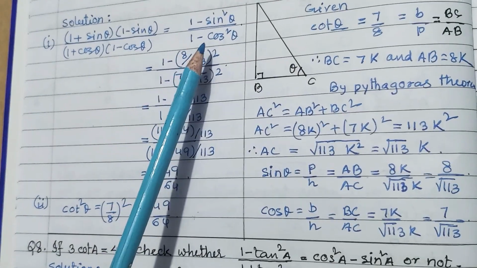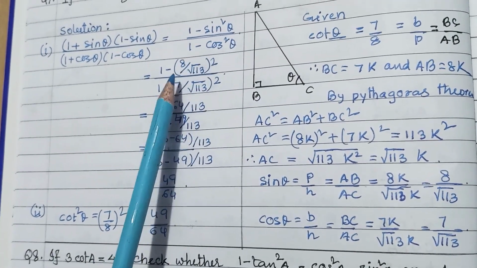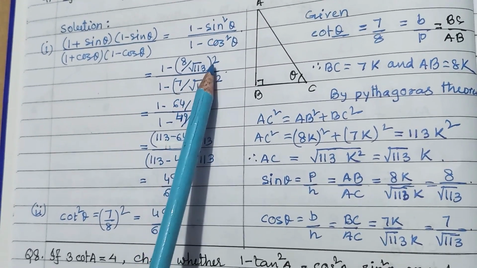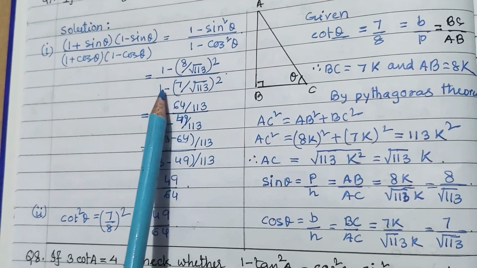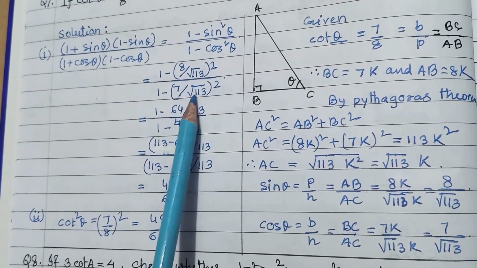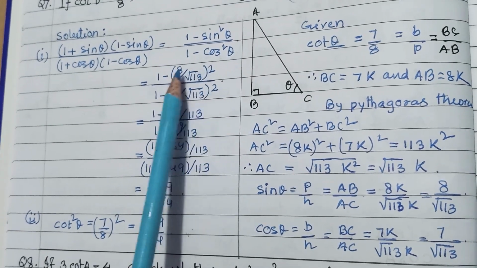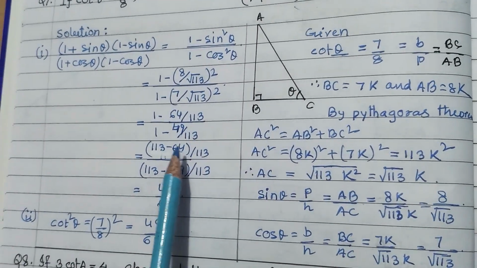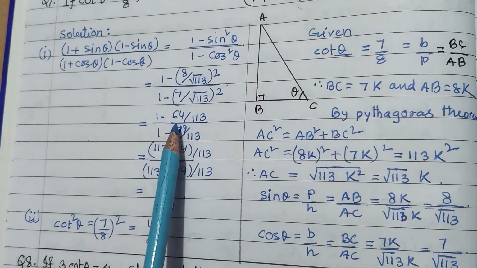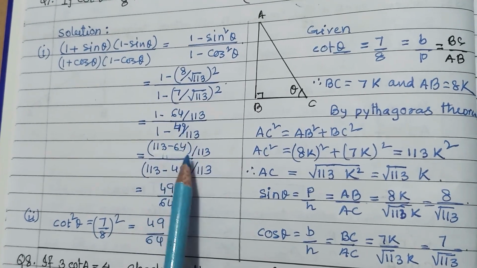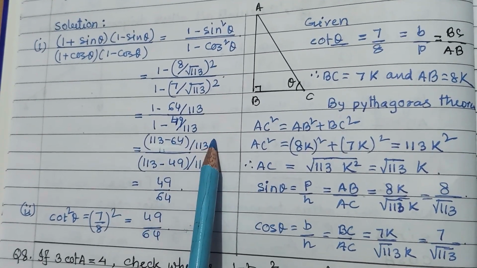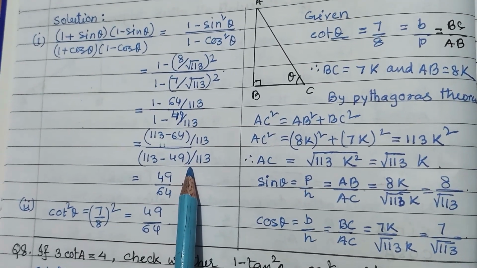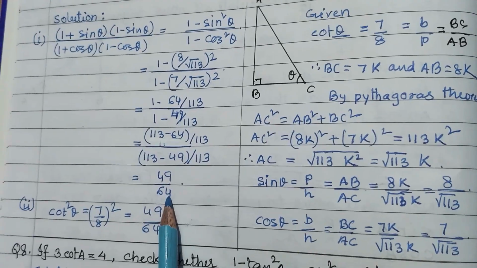Now you substitute this value in these terms: it is 1 minus (8 upon under root 113) whole square and 1 minus (7 upon under root 113) whole square. Now 8 eights are 64 upon this and it is 49 upon this. It is the LCM, and it is 113 minus 64. This calculation is very easy, okay. 113 will cancel and it is 49 upon 64.